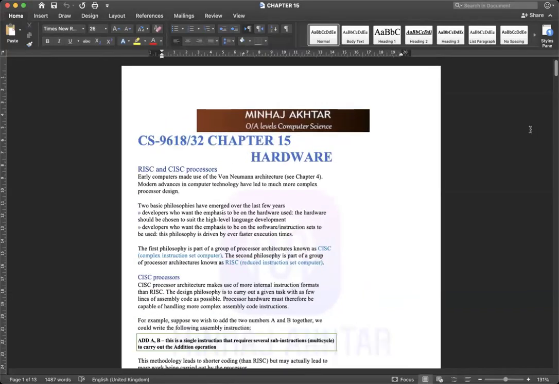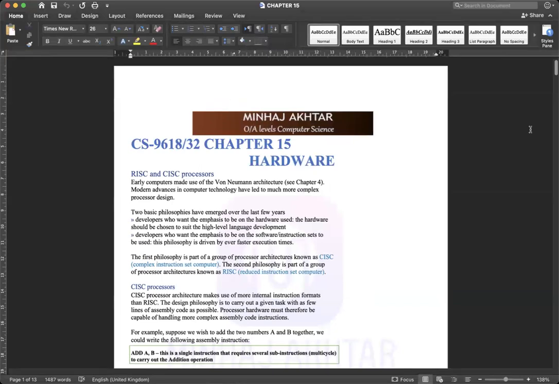Welcome to A-Levels Computer Science, and we are on paper 3, 9618, component 3-2, chapter number 15, hardware. We already know that a computer is a perfect combination of two things. What are those two things? The two things are hardware and software. What do you think? Am I right? Yes, a computer is a great combination of hardware and software.